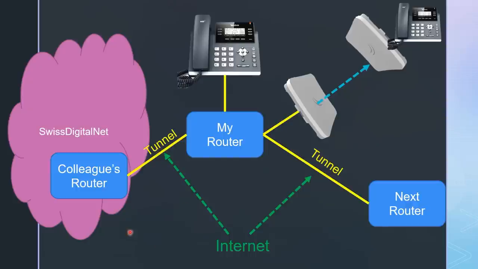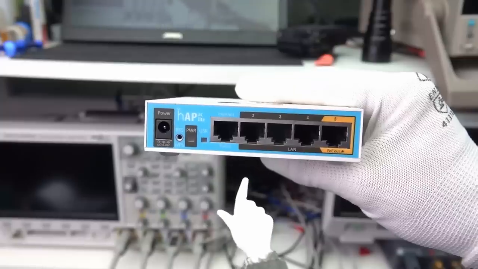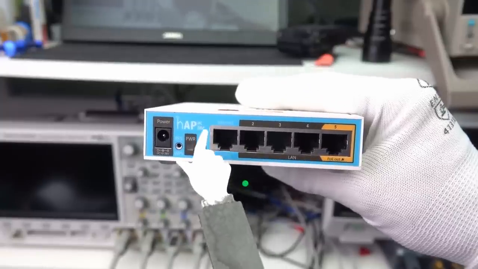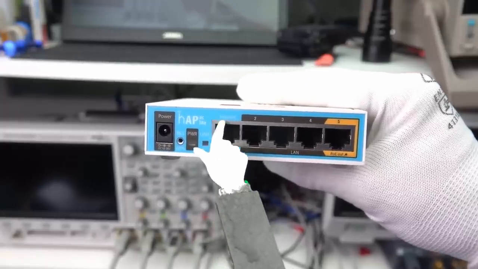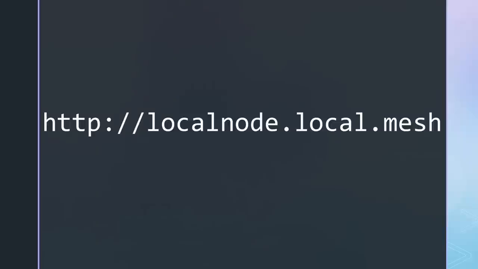Such a tunnel consists of a server and a client. Your partner has to set up a tunnel for your router, and you have to set up his server in your tunnel client. To do that, we connect port 1 of the router to our home network using an Ethernet cable. When we type localnode.local.mesh into the browser, we are connected to our router.